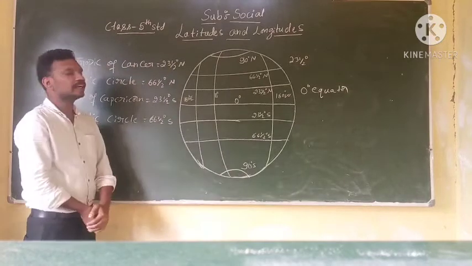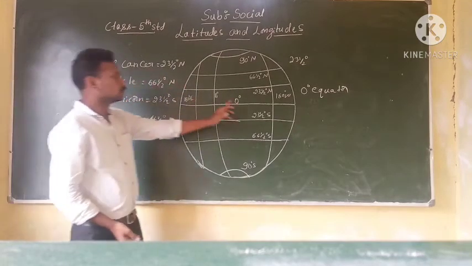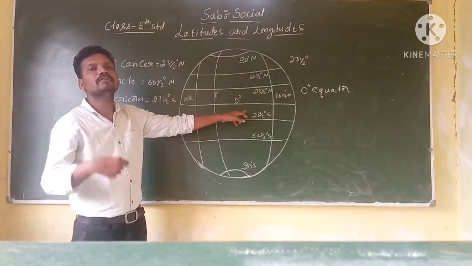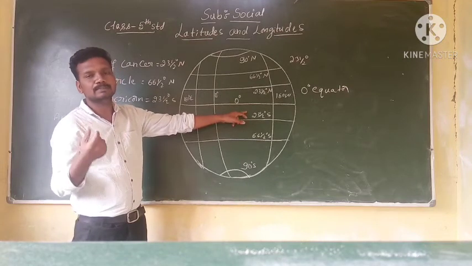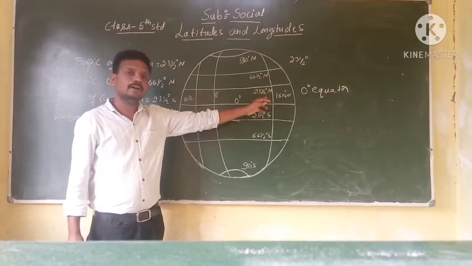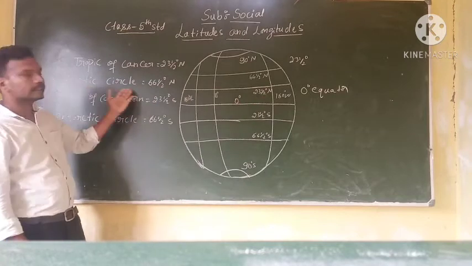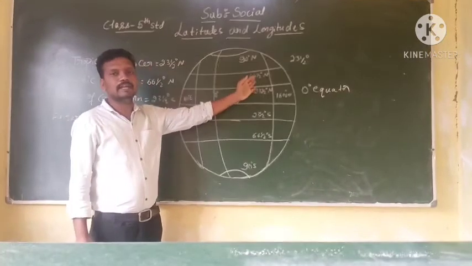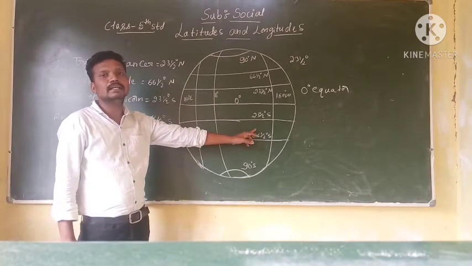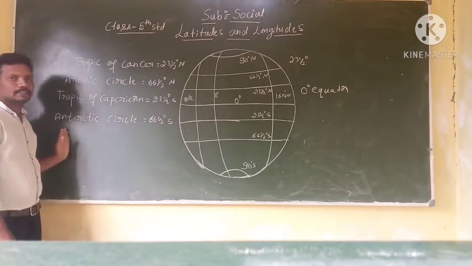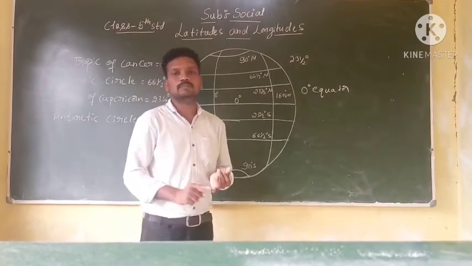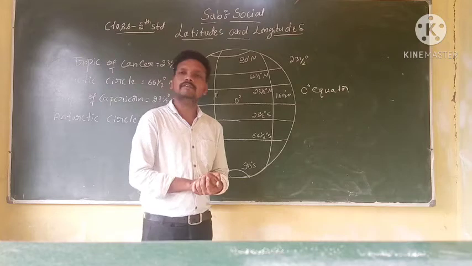Some of the important latitudes are the Tropic of Cancer. Latitudes are also known as parallels of the equator. The Tropic of Cancer is 23.5 degrees north, and the Arctic Circle is 66.5 degrees north. The Tropic of Capricorn is 23.5 degrees in the southern hemisphere, and the Antarctic Circle is 66.5 degrees in the southern hemisphere, along with the North Pole and the South Pole at exactly 90 degrees.